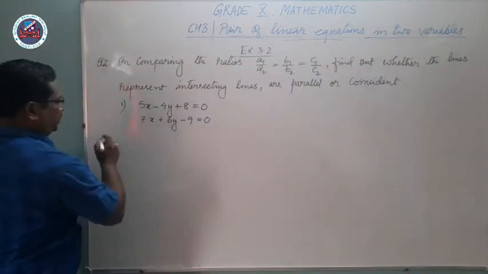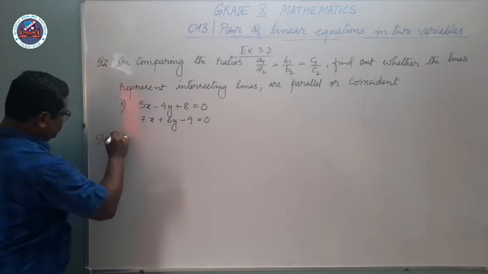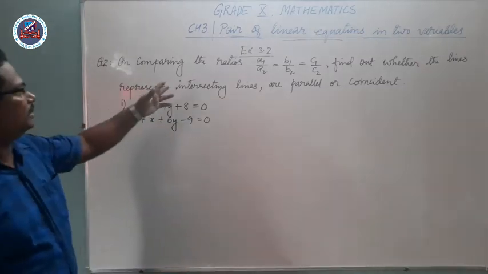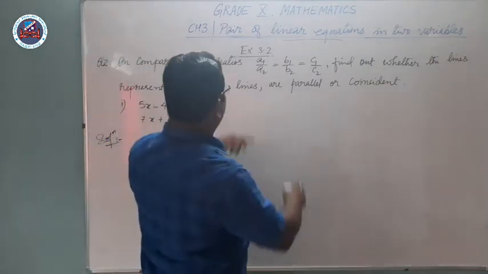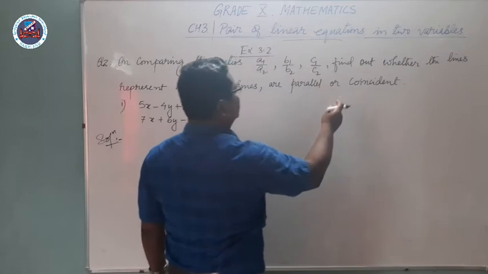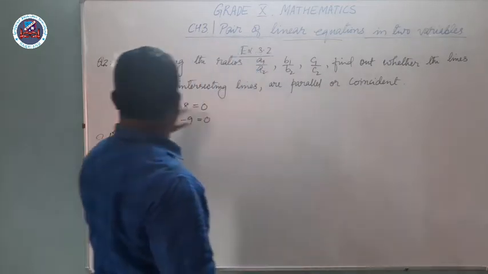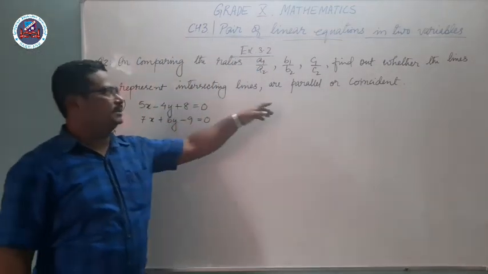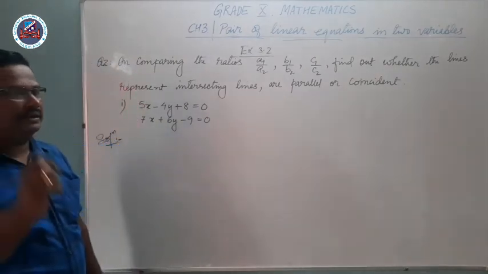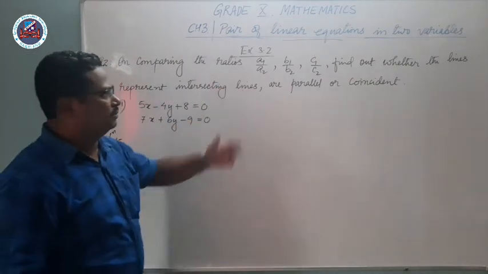Here in question number 2, you will enjoy solving these questions if you follow this. On comparing the ratios A1 by A2, B1 by B2 and C1 by C2, find out whether the lines represent intersecting lines, or they are parallel, or they are coincident. So you just have to find this ratio and conclude from it.